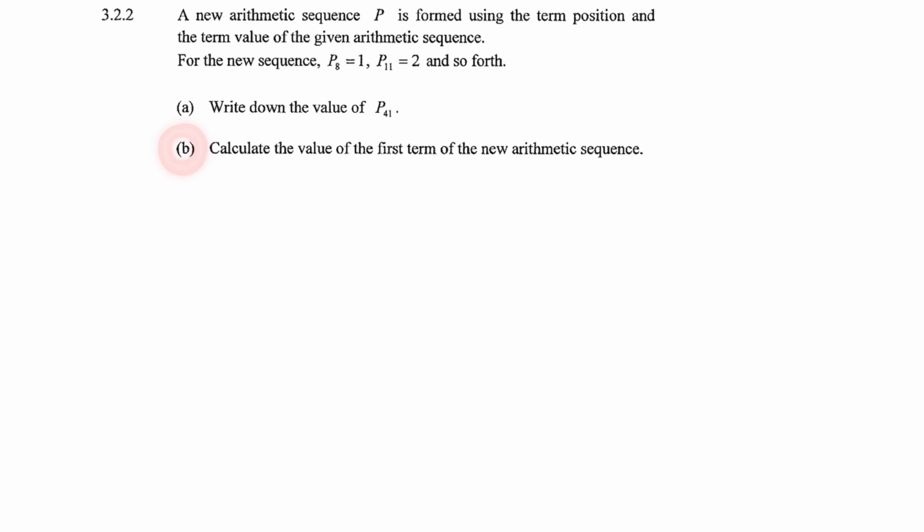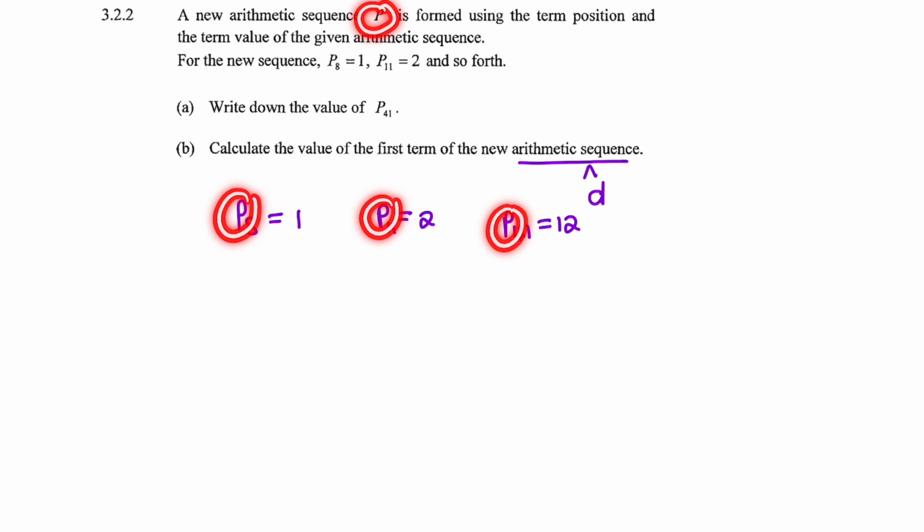Question B reads, calculate the value of the first term of the new arithmetic sequence. So they tell us that the sequence is arithmetic, so we know that it has a constant difference between terms. We know that term 8 is equal to 1, that term 11 is equal to 2, and that P of 41 is equal to 12. So P is the notation they use in place of T. So that's term 8, term 11, and term 41.